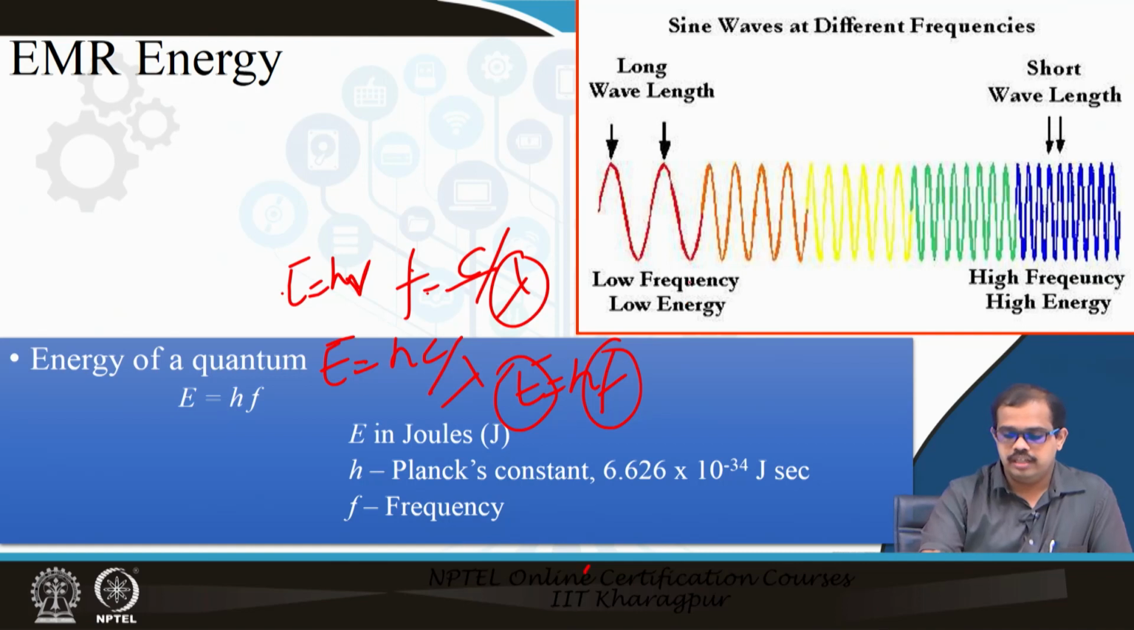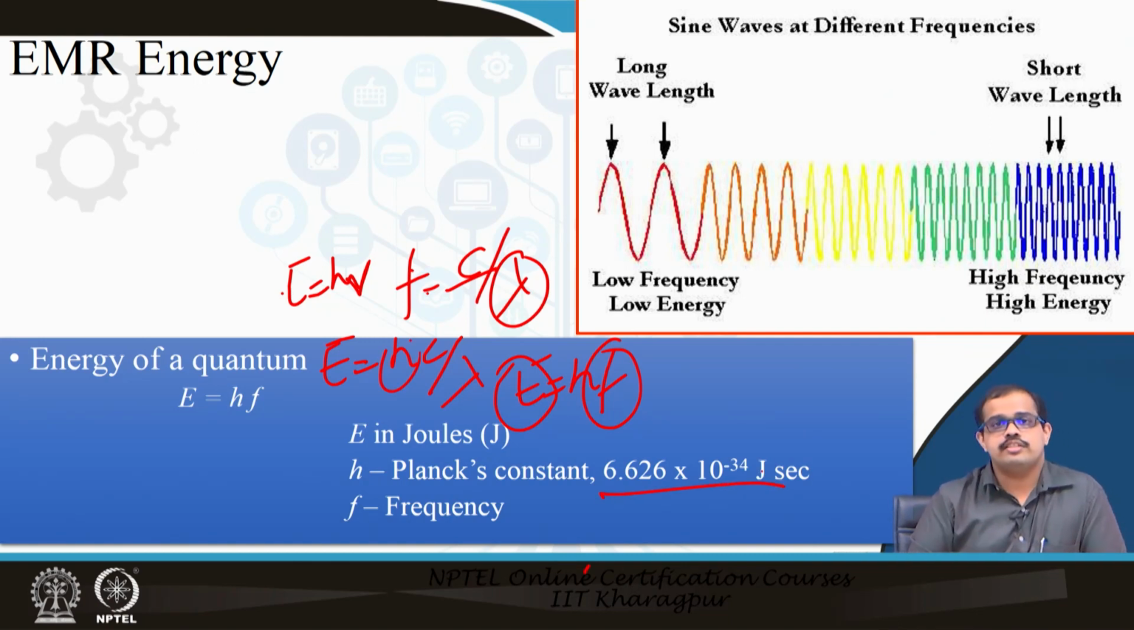So, lower energy, lower frequency. Energy is inversely proportional to the wavelength. So, lower energy, longer wavelength; higher energy, shorter wavelength. And h is Planck's constant, which is 6.626 into 10 power minus 34 joule second. So, this is the first principle that you have to understand in terms of understanding remote sensing.